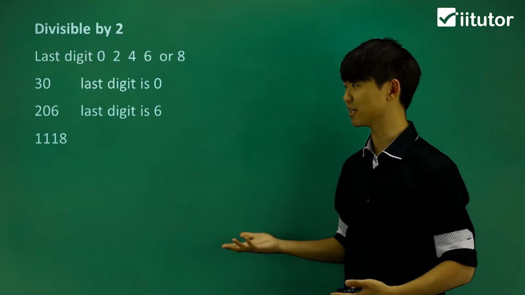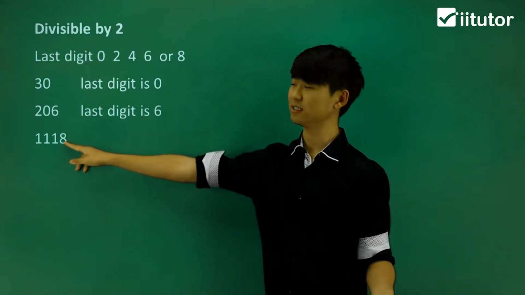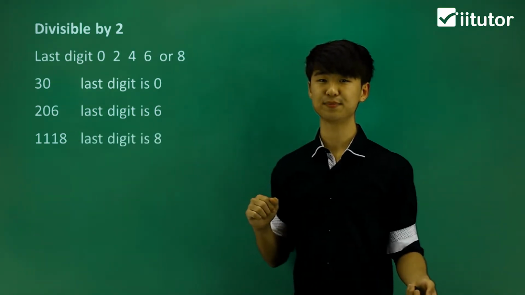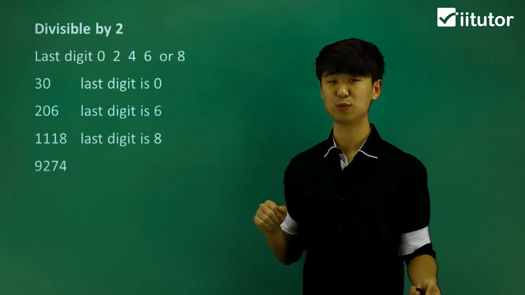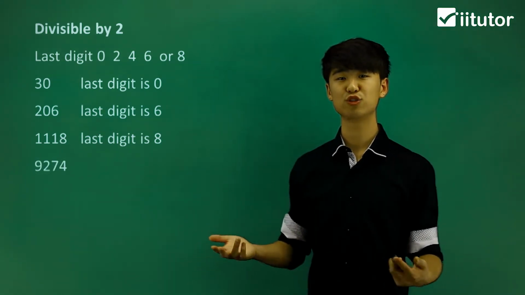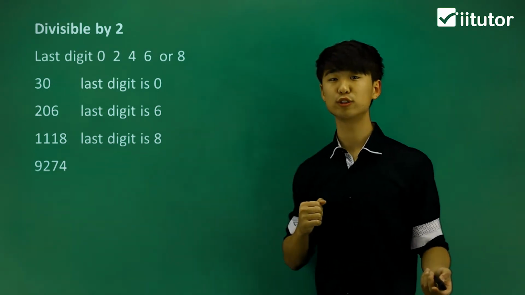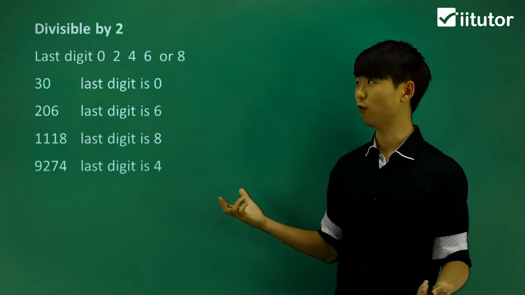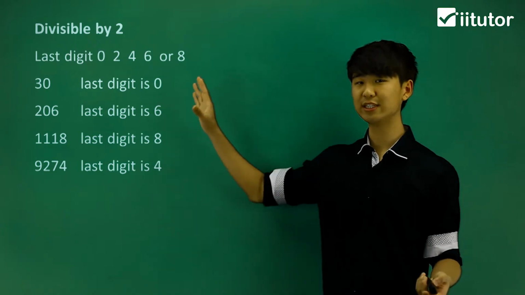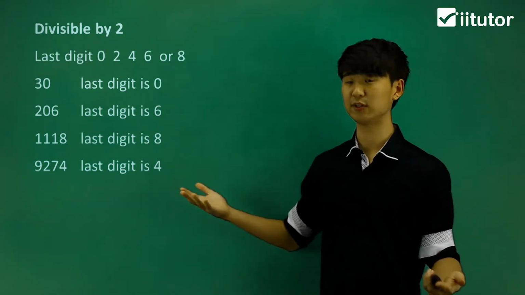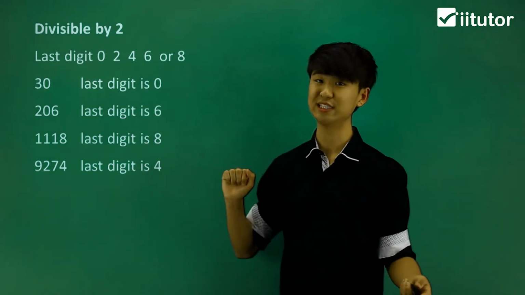1118. The numbers keep getting bigger, but again the last digit is 8, so that one is divisible by 2. 9274. The last digit there is also an even number. It ends in a 4. So these are examples of numbers that are divisible by 2, by looking at the last digit.